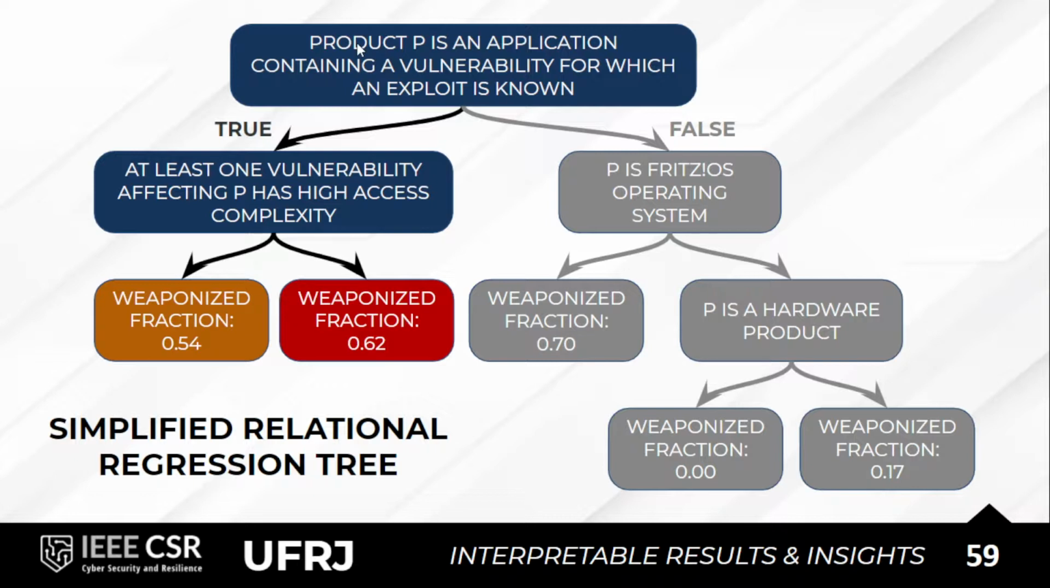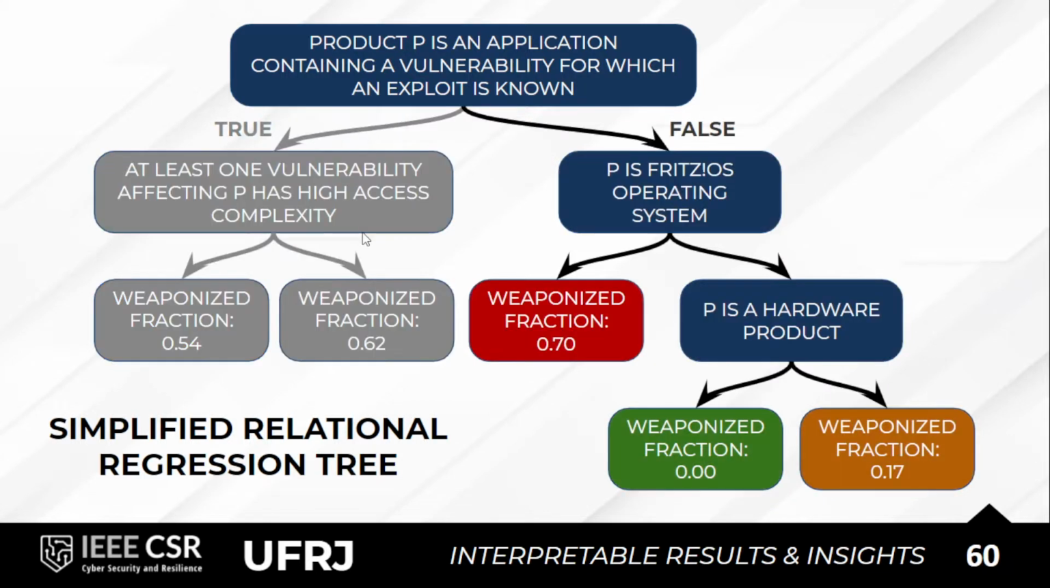The first interesting pattern that we can observe is that if an application product has an exploited vulnerability, then the probability of weaponization is at least 0.54, and it can reach a probability equal to 0.62 if there are no vulnerabilities with high exploit complexity. This fact reinforces the lack of transitivity in these relationships.